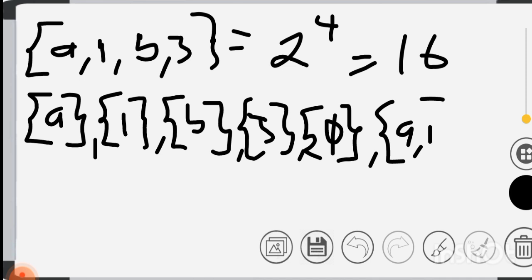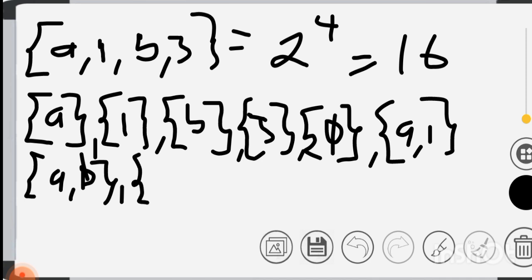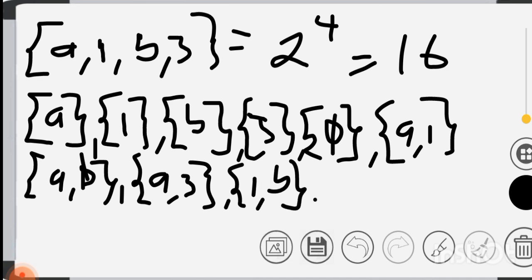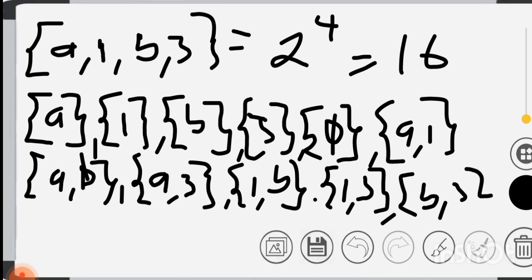We have the set of A and 1. Then we have the set of A and B. Then we have the set of A and 3. Then we have the set of 1 and B. Then we have the set of 1 and 3. Then we have the set of B and 3. Just don't be doing combinations, and don't repeat something twice. That is the major thing there.